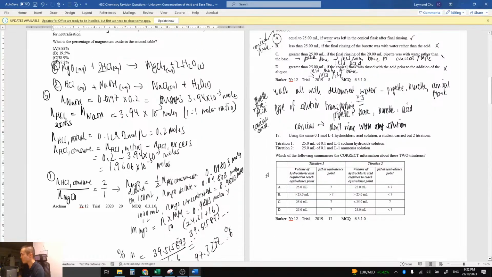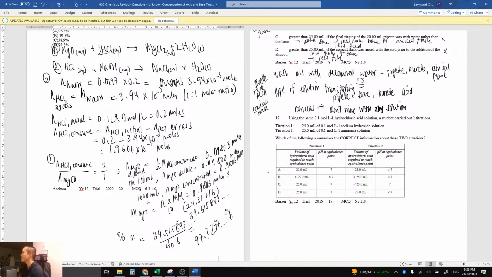Okay. Question 17. Using the same 0.1 mole per liter hydrochloric acid solution, a student carried out 2 titrations. Titration 1, sodium hydroxide, same volume, same concentration as titration 2, ammonium solution. Okay, so what titration counterparts are there? Okay, so with hydrochloric acid, sodium hydroxide, we have a strong acid, strong base.